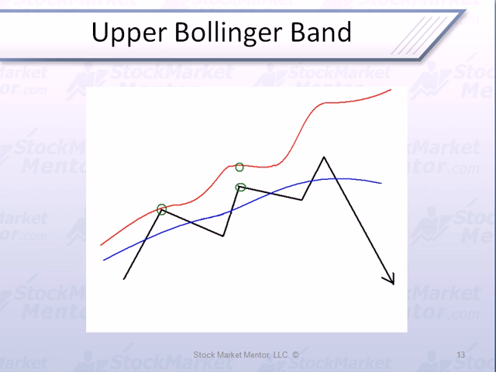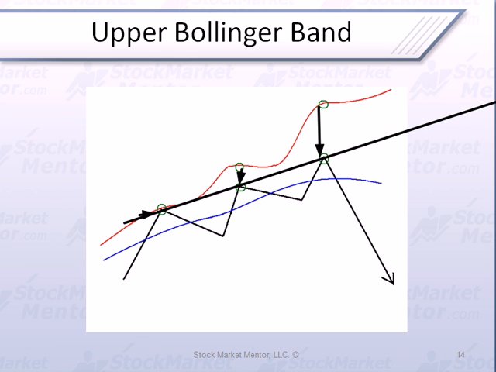The next high is higher than the last, but it's lower relative to the Bollinger Band. The next one is higher than the last. So we've got this trend line here of higher highs. On the Bollinger Bands, though, you can see they're actually lower highs, lower relative to the upper band. Here, basically right on the money. Here, a little bit below.